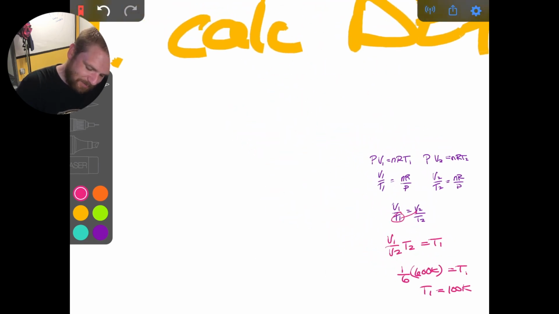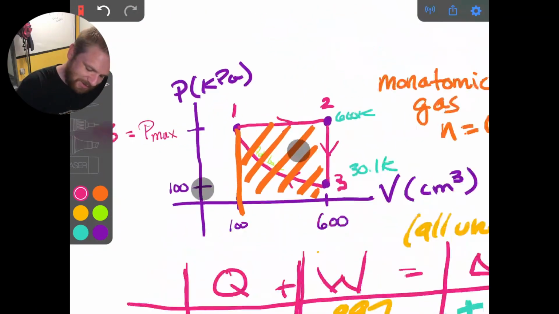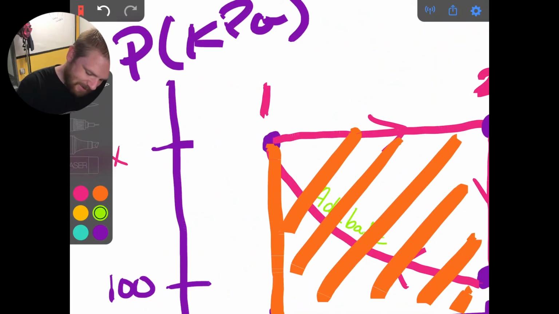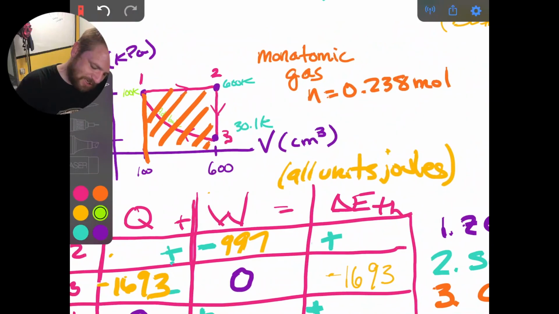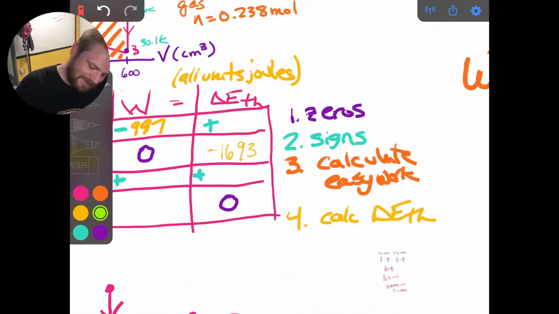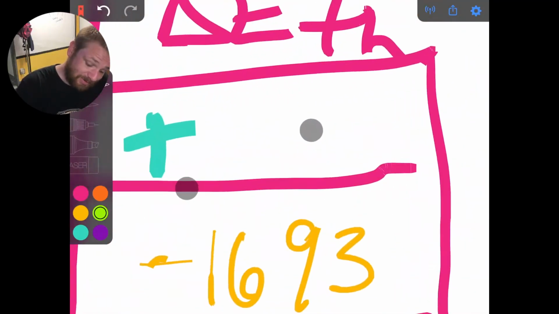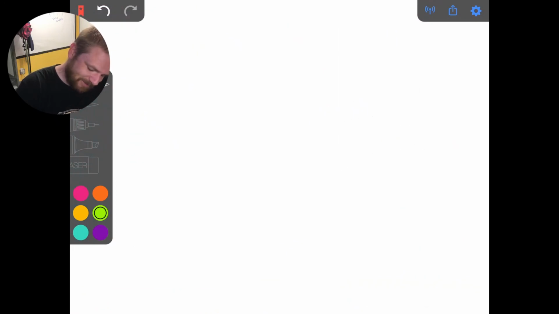Great. Let's go ahead and put that on our diagram here, so it's there if we need it. This is 100 Kelvin. And we can now calculate the change in the thermal energy from 1 to 2 using that same expression. You know where I'm going to do that? I'm going to zoom in here to this box because that will be nice and tidy.